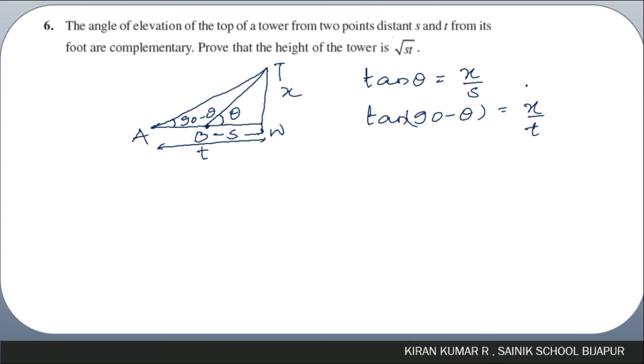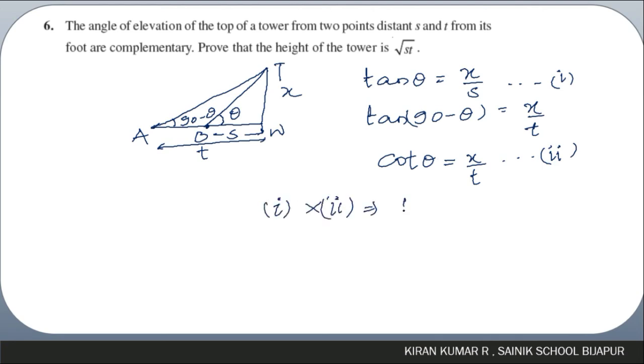Suppose I consider this as equation 1. Further simplifying, it will become cot theta equal to X by T. Let me name this as 2. Let us multiply 1 with 2. This implies tan theta multiplied by cot theta equals X by S multiplied by X by T. These two will get cancelled.